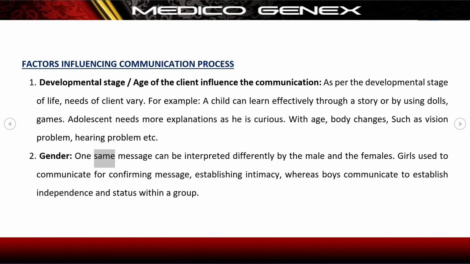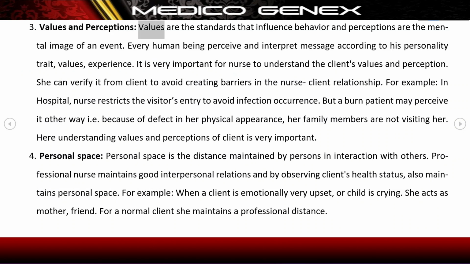Gender: one same message can be interpreted differently by males and females. Girls used to communicate for confirming message, establishing intimacy, whereas boys communicate to establish independence and status within a group. Values and perceptions. Values are the standards that influence behavior and perceptions are the mental image of an event. Every human being perceives and interprets message according to his personality trait, values, experience.